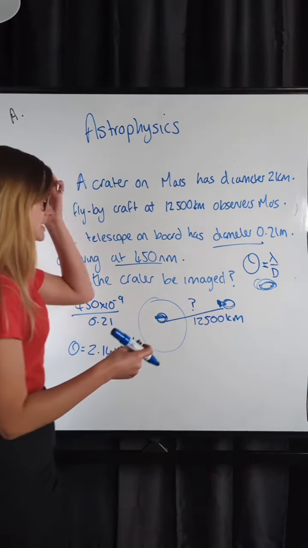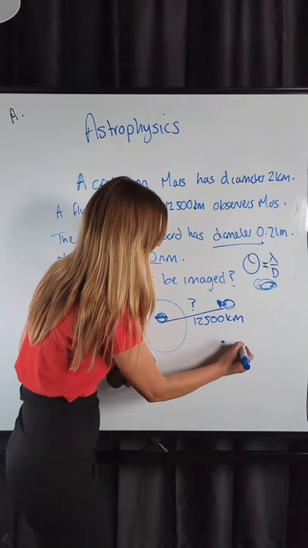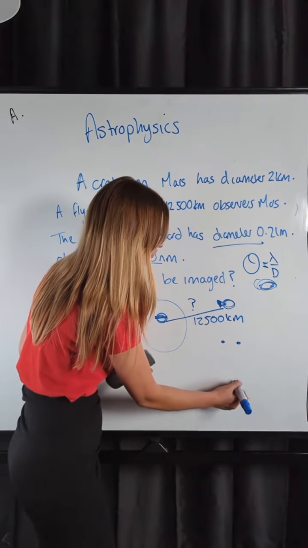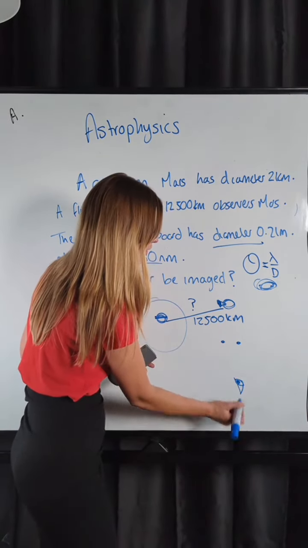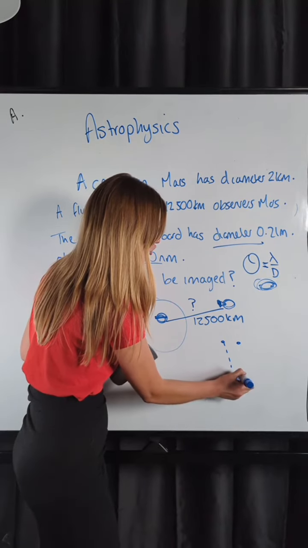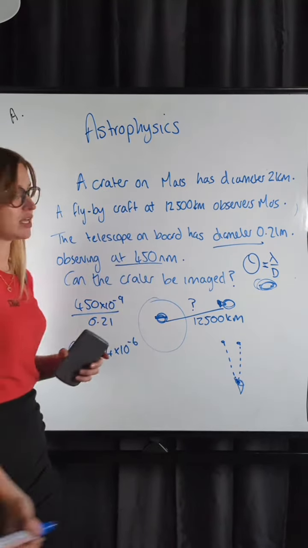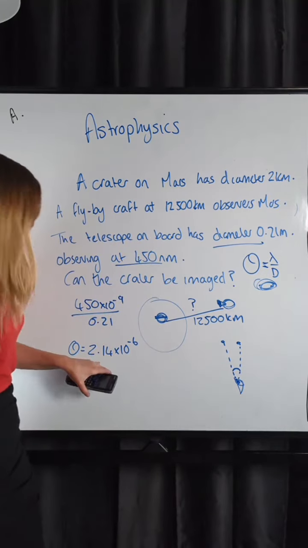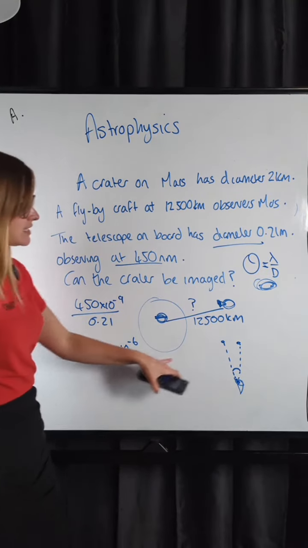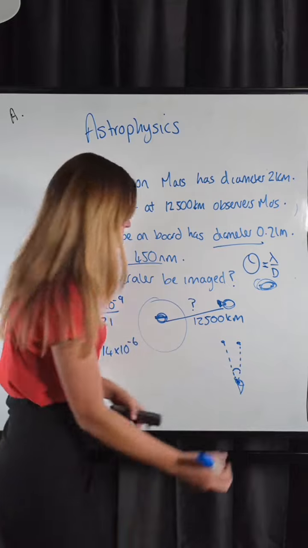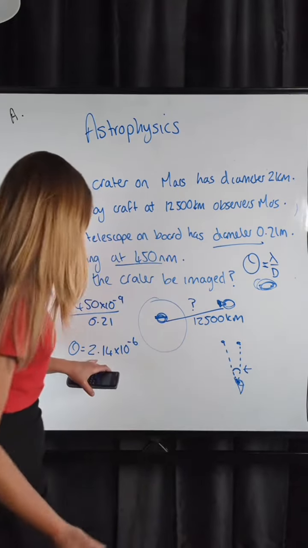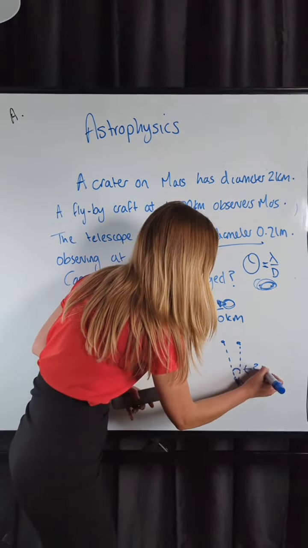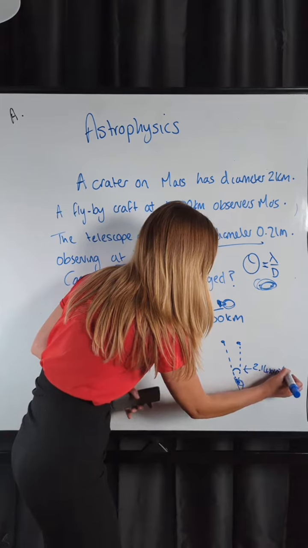What that means is, let's say we've got 2 points, and there's the point that I'm observing from, let's say it's my telescope. We're trying to see, can we see those 2 points as two separate points? What it's telling us is, if the angle is bigger than 2.14 times 10 to the power negative 6, then yes, I can see them as two separate points. So that angle, the minimum angular resolution of my telescope, is 2.14 times 10 to the power of negative 6.